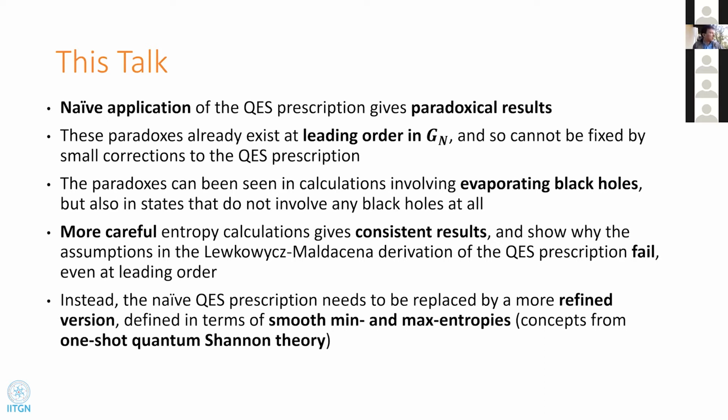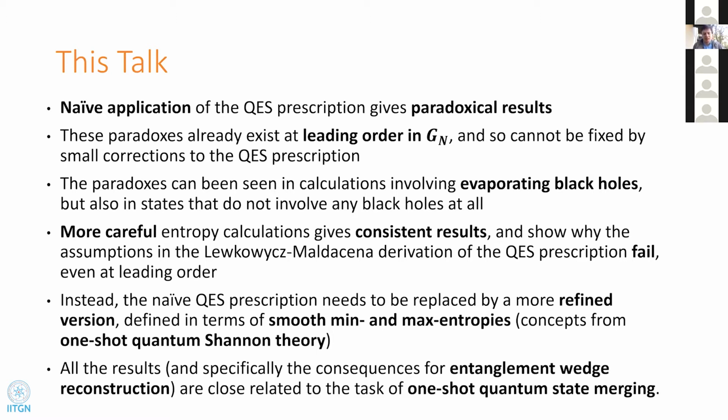And they play a very important role in what's called one-shot quantum Shannon theory, which is really just the information-theoretic part of quantum information theory applied when you have a single copy of a quantum state, as opposed to a large number of copies of the same state. Since this is exactly what we have in AdS/CFT, it shouldn't be surprising that these quantities show up.